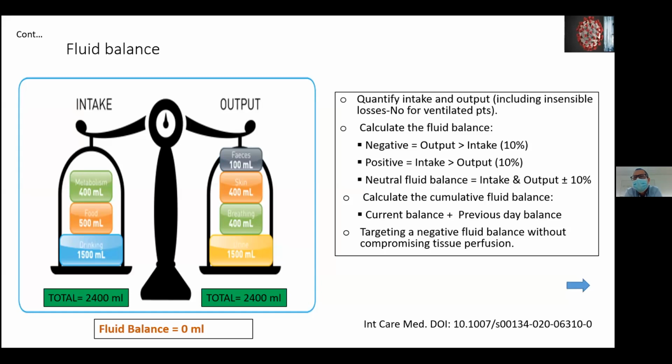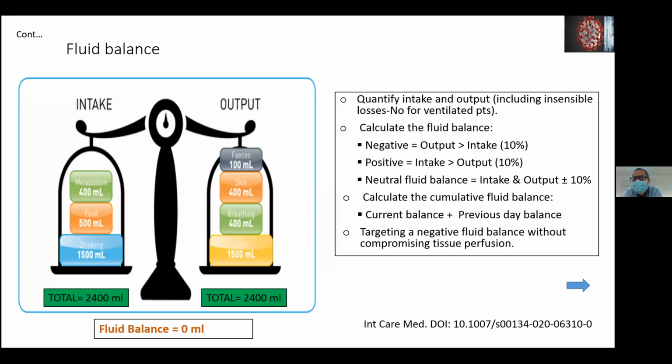To do that, you have to quantify intake and output, including insensible losses in those patients that are not on mechanical ventilation. Insensible losses we saw in the previous slide how to estimate. Then once you have your intake and your output, you do a balance, like a balance of anything. It will be negative if the output is more than the intake by 10%. It will be positive if the intake is more than output by 10%. And it will be neutral, or steady state fluid balance, if the intake and output are within 10%.